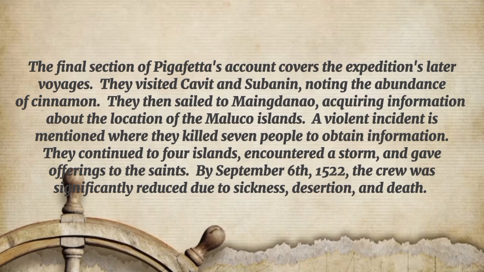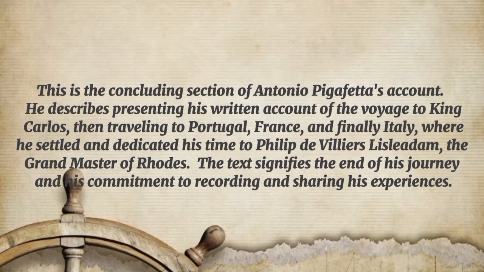By September 6, 1522, the crew was significantly reduced due to sickness, desertion, and death. This is the concluding section of Antonio Pigafetta's account. He described presenting his written account of the voyage to King Carlos, then traveling to Portugal, France, and finally Italy, where he settled and dedicated his time to Philip de Villiers de l'Isle-Adam, the Grand Master of Rhodes. The text signifies the end of his journey and his commitment to recording and sharing his experiences.